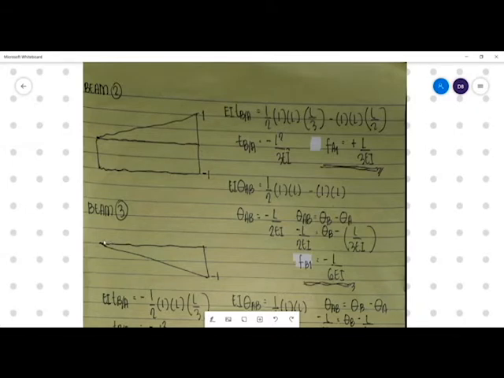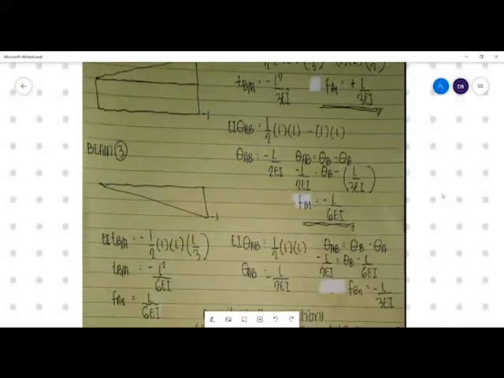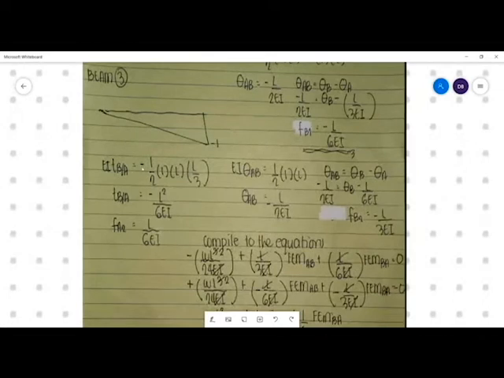On beam number 3, primary beam number 3, this is our moment diagram, since we are only to consider the reaction on the left. And so that is how it looks. And then we compute for the tangential deviation of B with respect to A, which will result to negative L squared over 6EI. And then our FA2 is equal to L over 6EI.